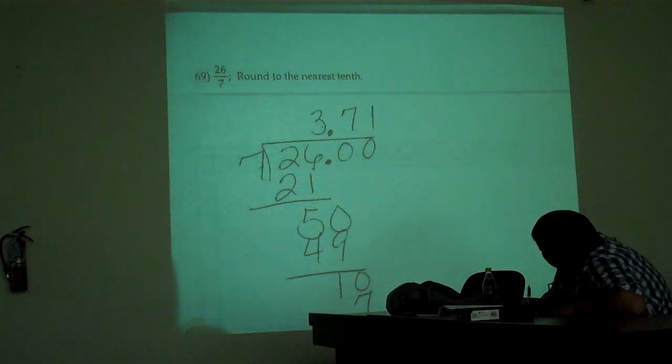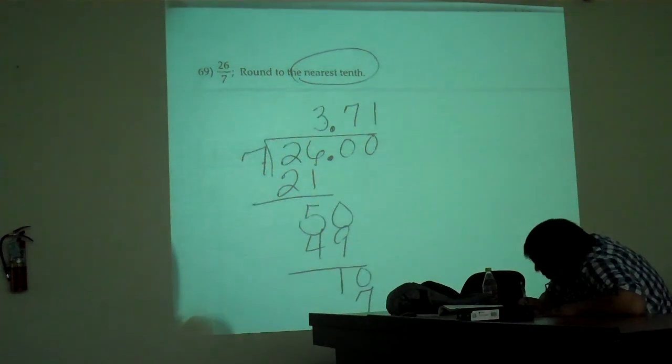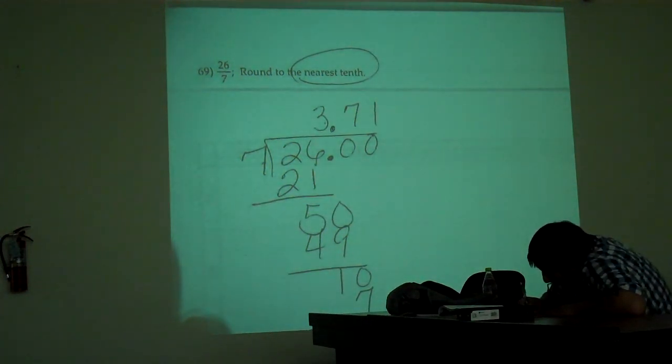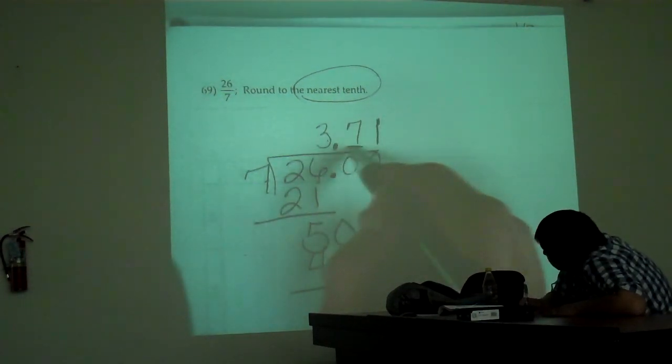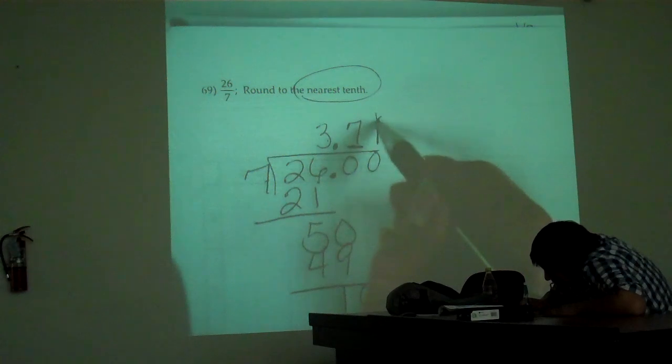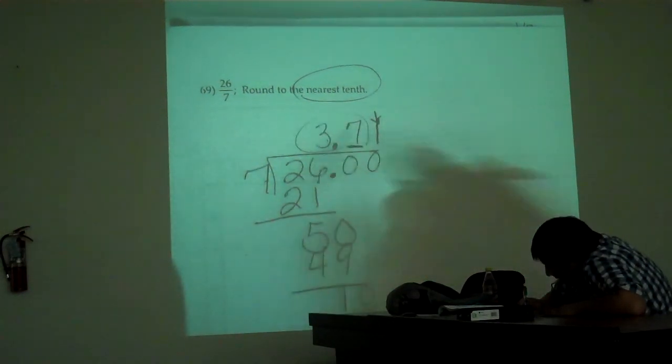Have we gone far enough with our division? Yes. We only have to round to the tenth, so we need to do one past it so we can round, because we need to look at this other number. We're rounding to the tenth. Looking at the 1, we know we don't need to go up. So it's just 3.7.